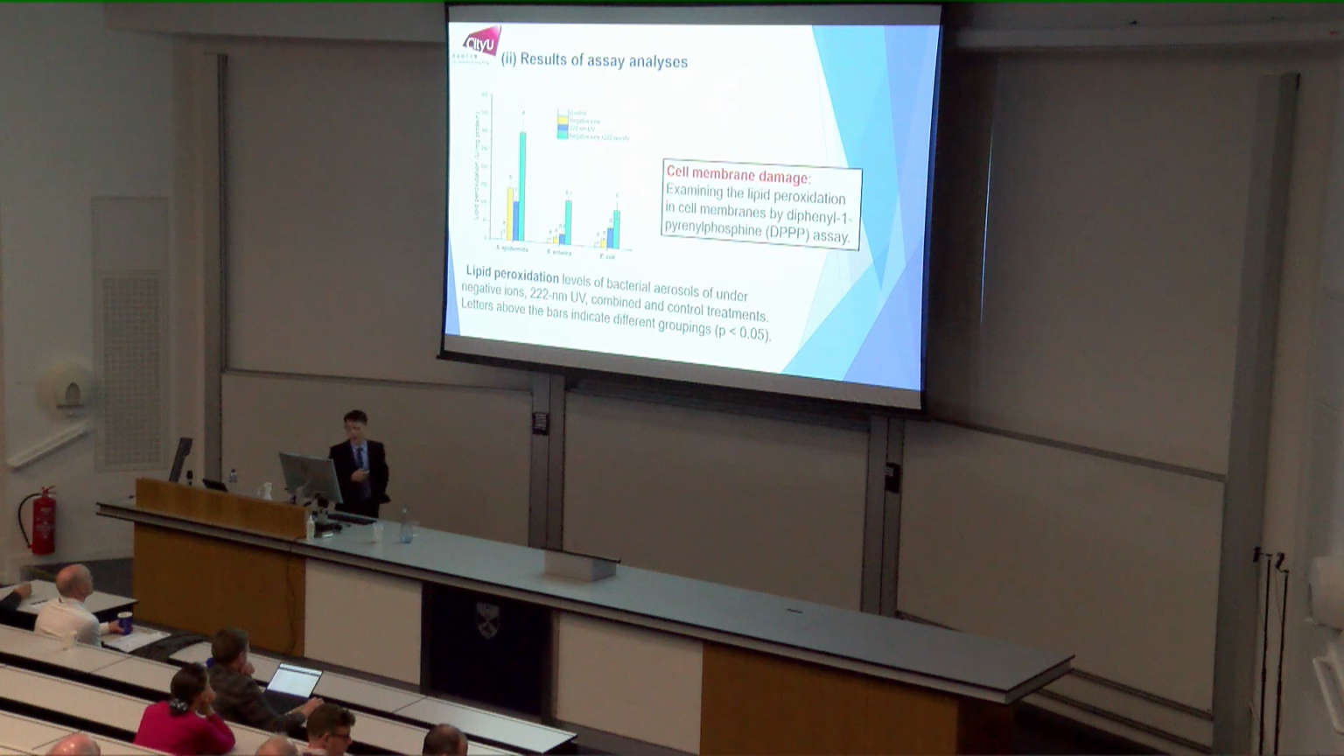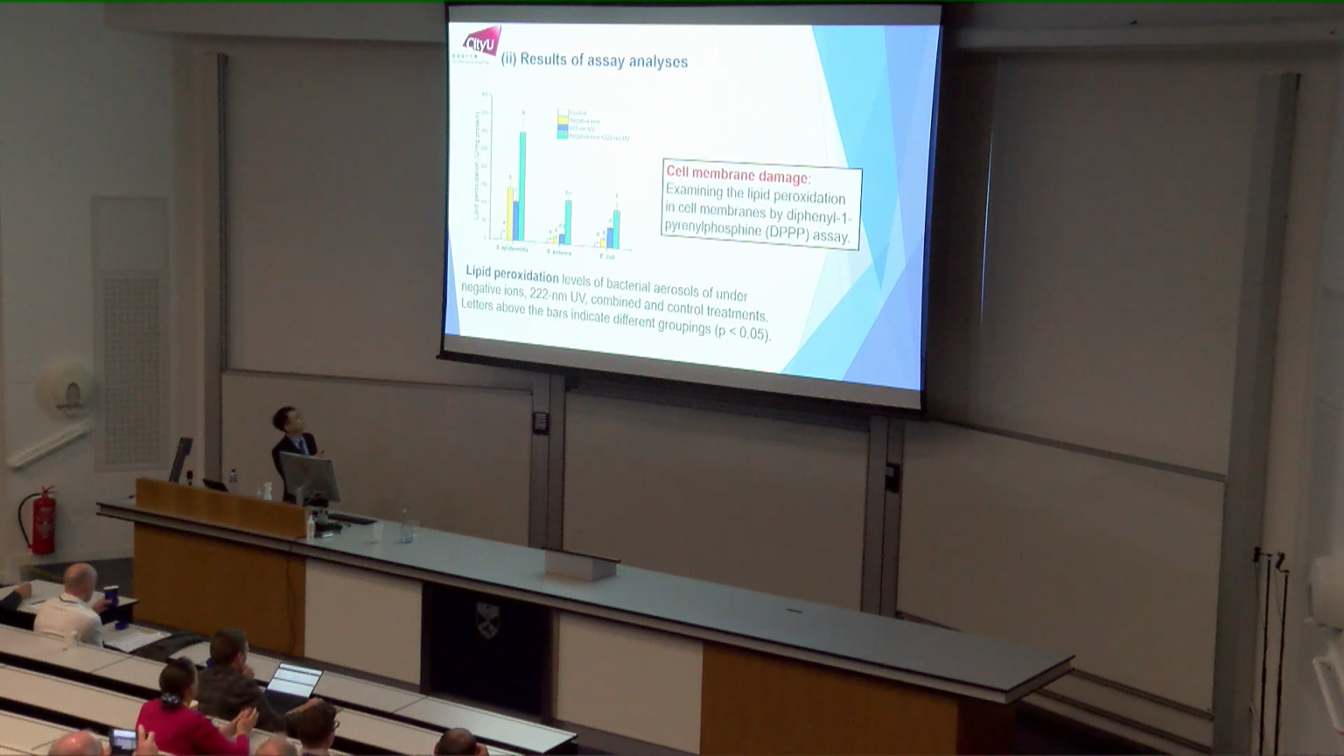Then I also used some assay tests to see what happened with the lipid peroxidation. You can see that this is the control, negative ions, 222, and the combined. For all three bacteria, we found synergy. The sum of the two individual treatments is always somehow less than the combined.